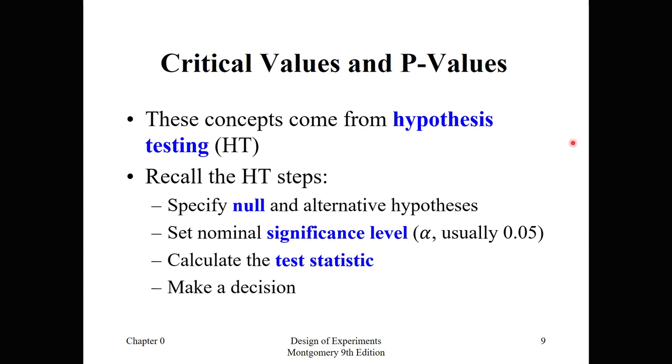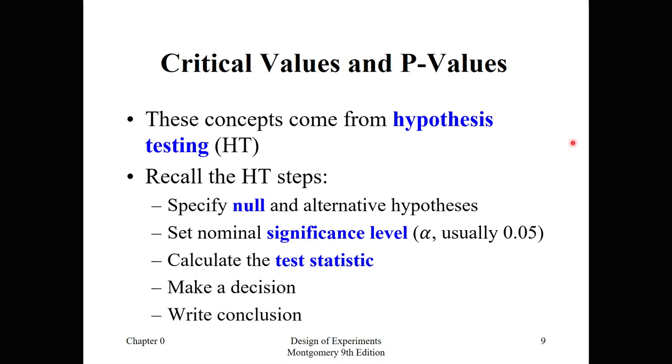So again, in some books, null hypothesis is step 1, alternative hypothesis is step 2. Some books, instead of just make a decision, might write, calculate the critical value and then make a decision or something like that.